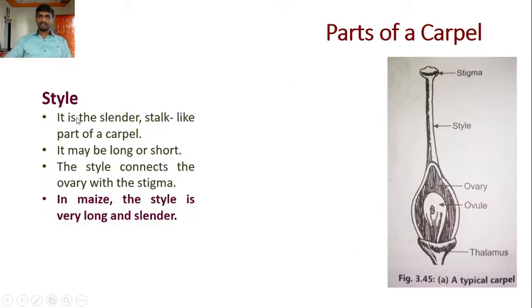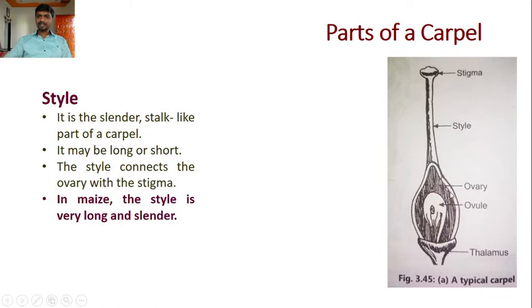Next to this is the style. Like the filament of the anther, the style is a slender stalk-like part of a carpel. It may be long or short. The style connects the ovary with the stigma. So here the carpel consists of stigma, style and ovary. The style is the connection between stigma and ovary. It is a slender stalk-like part of a carpel.